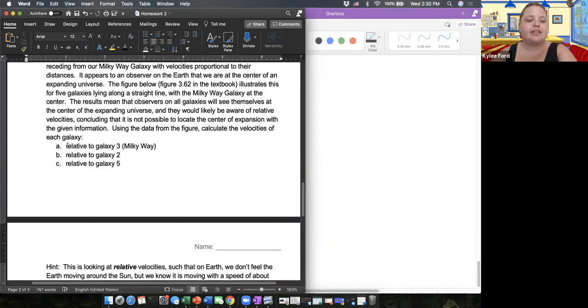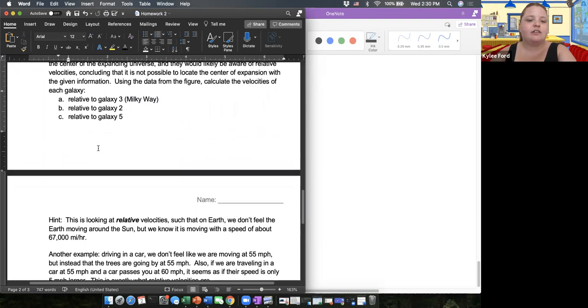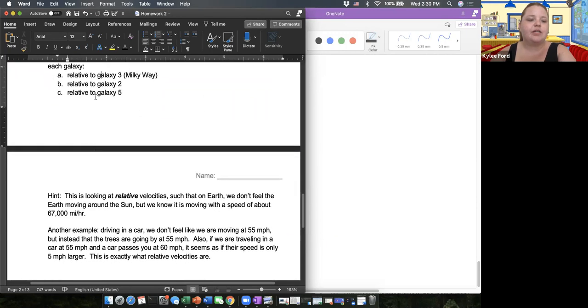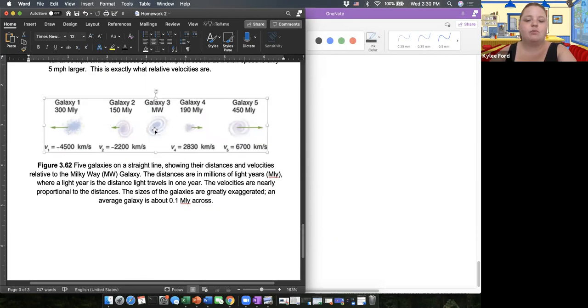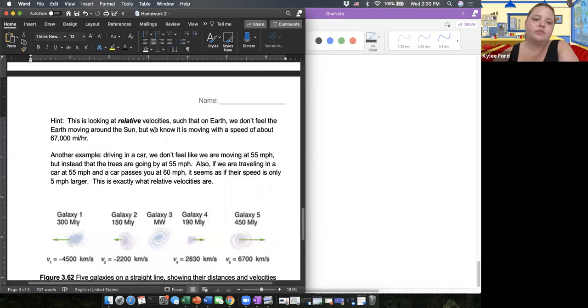My first question says, calculate the velocities relative to galaxy 3. I guess it's not really calculating, but what is our velocity relative to the Milky Way? But we're in the Milky Way, so it seems as though we are not moving. So then it would just be 0 kilometers per second. That would be the first one.